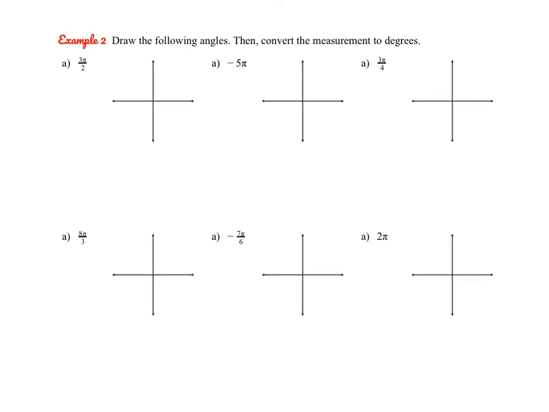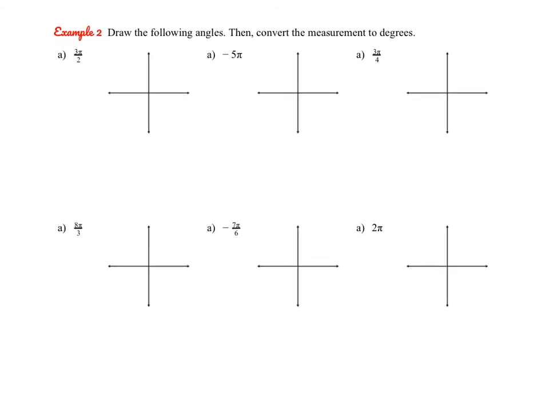Okay, so now we're going to do the opposite. We're going to draw the following angles in radians, and then we're going to convert them to degrees. So 3 pi over 2. Remember, if we're counting by half pi's, we have 1 pi over 2, 2 pi over 2, 3 pi over 2. So it's actually a quadrant angle, so right here, and that's 3 pi over 2.